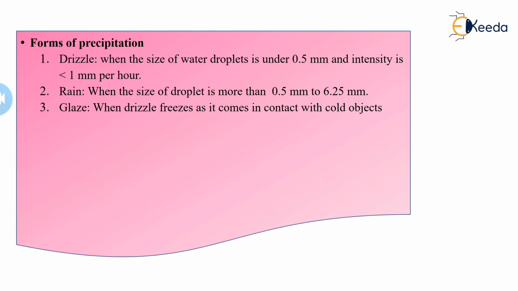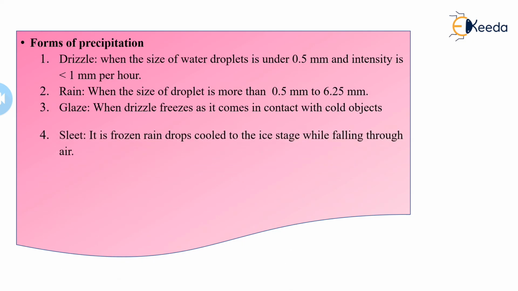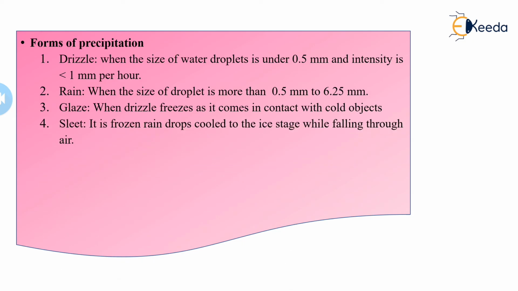Then we have glaze. Glaze means drizzle that floats in the air. When this drizzle comes in contact with a cold object, it freezes. When it freezes, this form is called glaze. It feels like precipitation has occurred, but it does not reach the surface, though it feels colder. This form is called glaze.